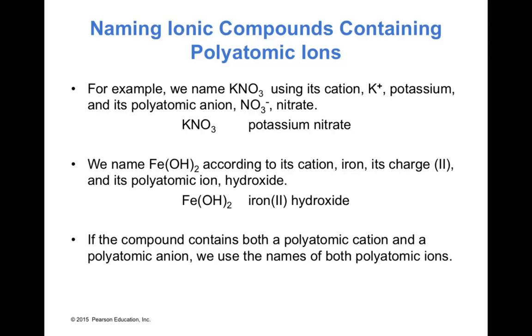If the compound contains both a polyatomic cation and a polyatomic anion, we use the names of both polyatomic ions. So if we have something like this, NH4 is ammonium and NO3 is nitrate, so the name is ammonium nitrate.